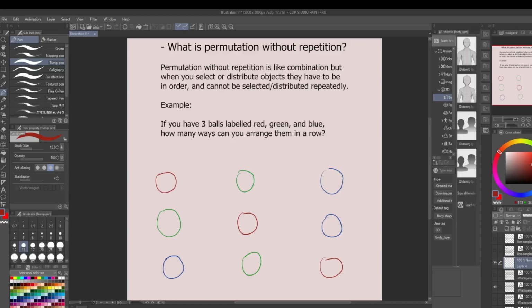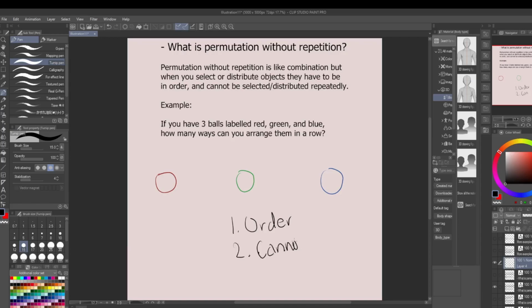So according to this information, we can determine that this question requires order, and since the balls cannot be repeated, there is no repetition, which makes this a permutation without repetition problem.